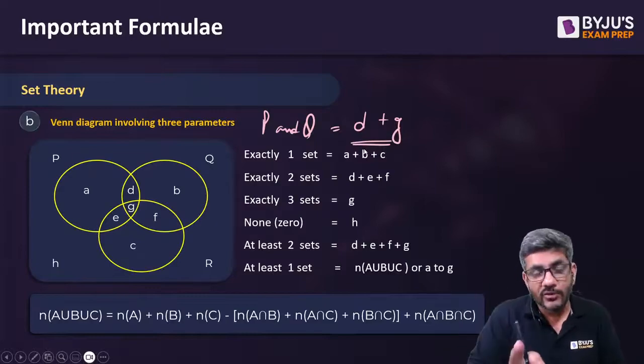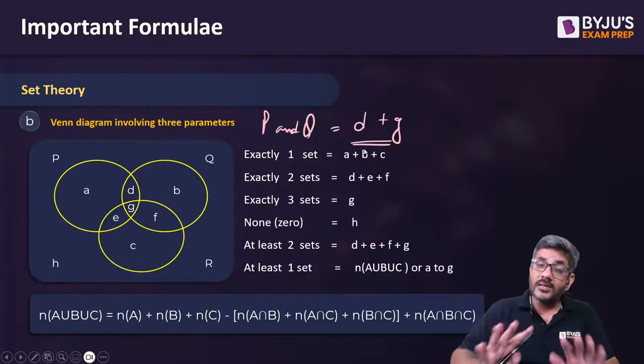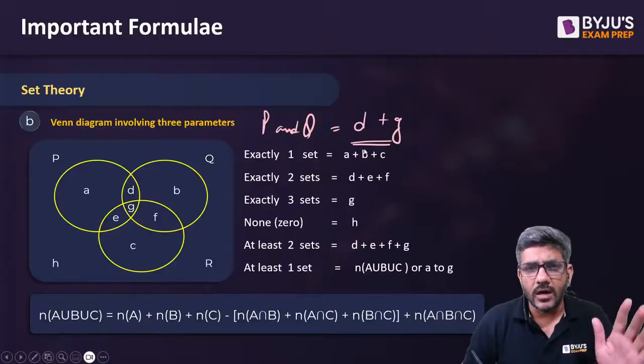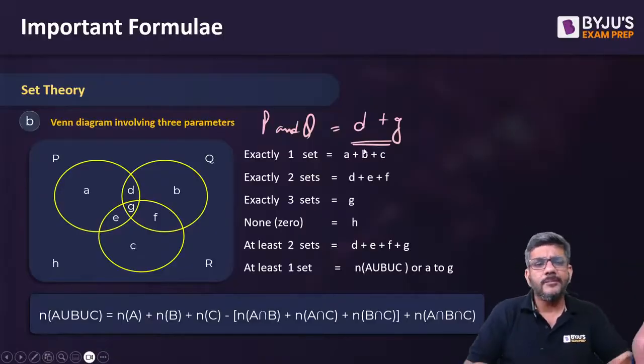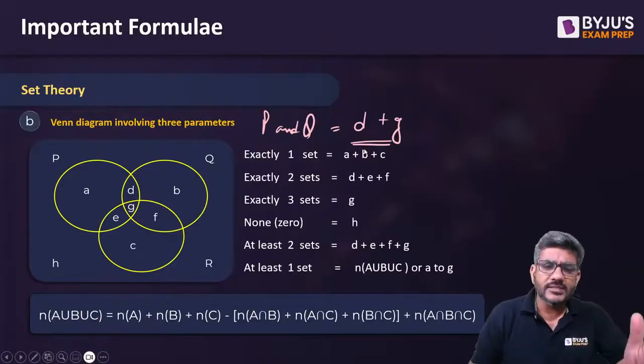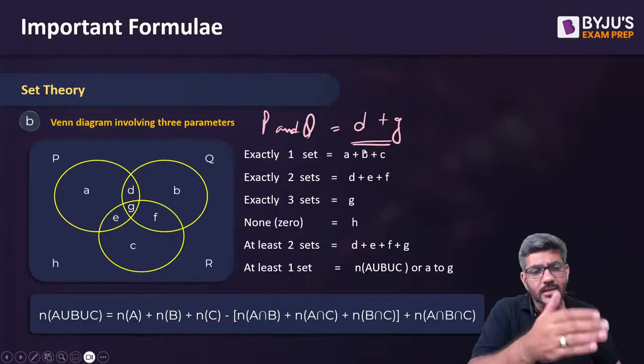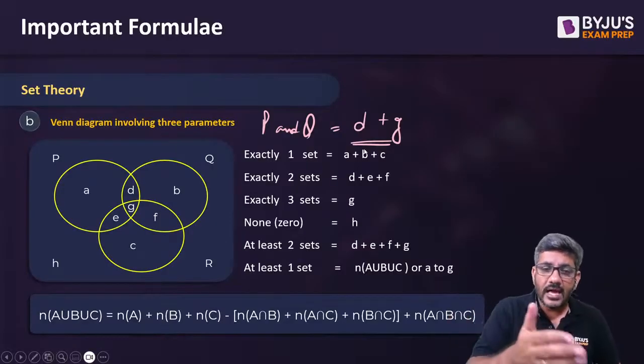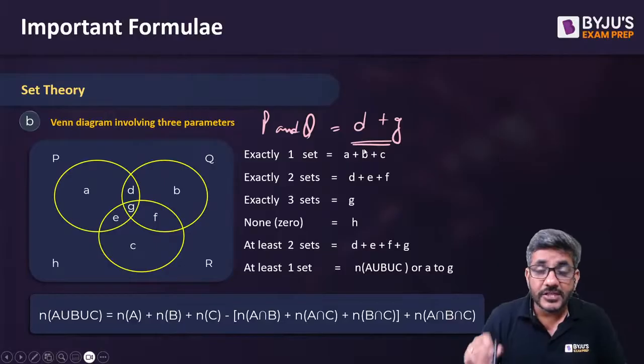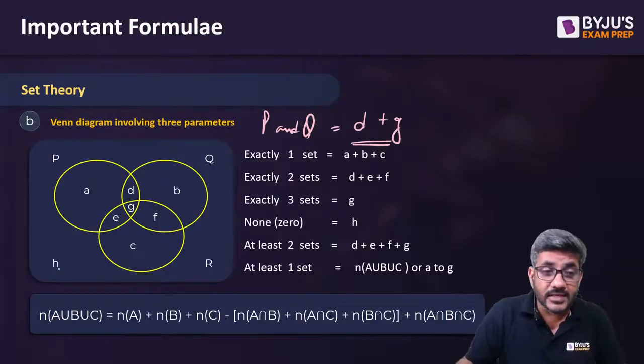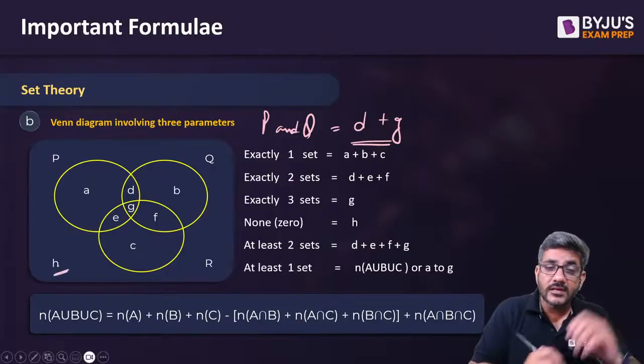Though if he says P and Q only, then it would be D. P and Q only होगा तो D लिखा जाएगा. सिर्फ P and Q लिखा है तो D plus G होगा. Of course, if he says all three, then it would be written as G. And similarly, exactly 2 के लिए मेरे पास D, E, F areas हैं. Exactly 3 के लिए I have the area G. None of them is H, that is outside all the circles.